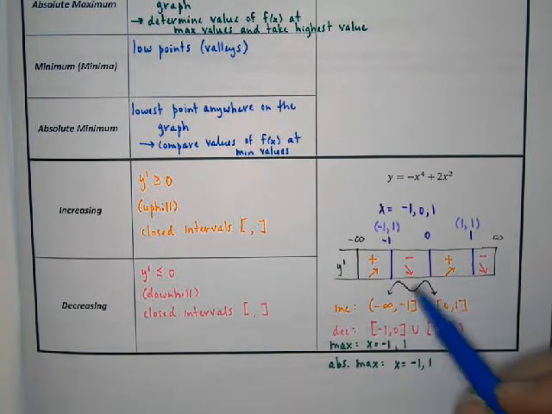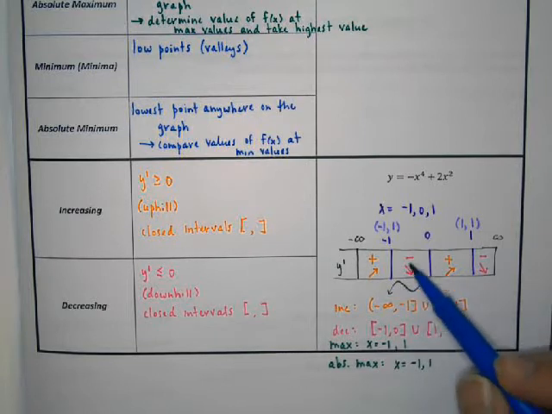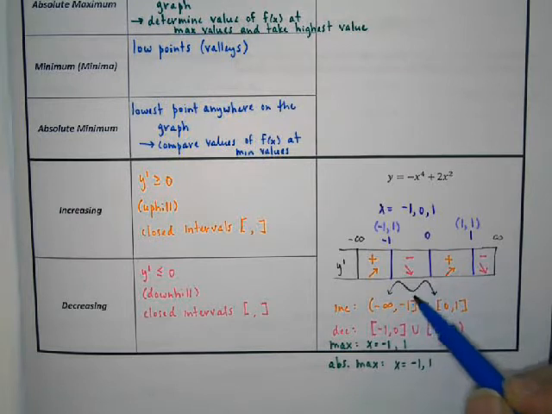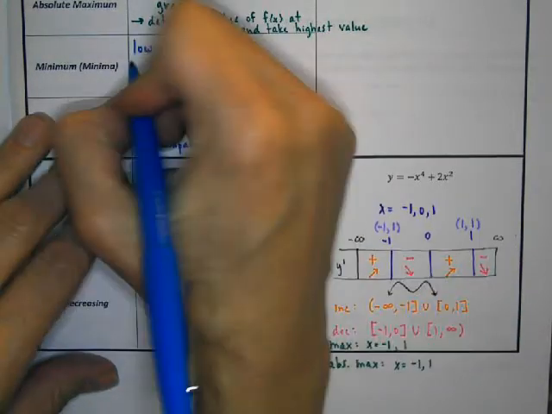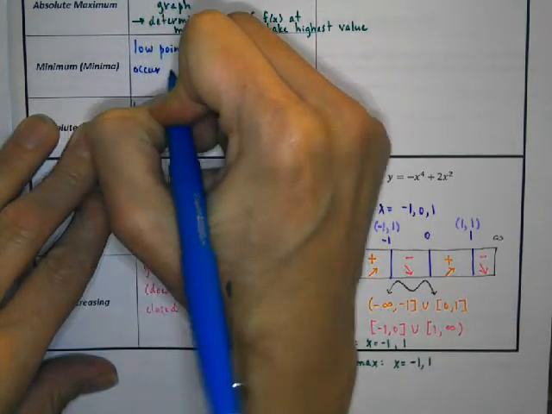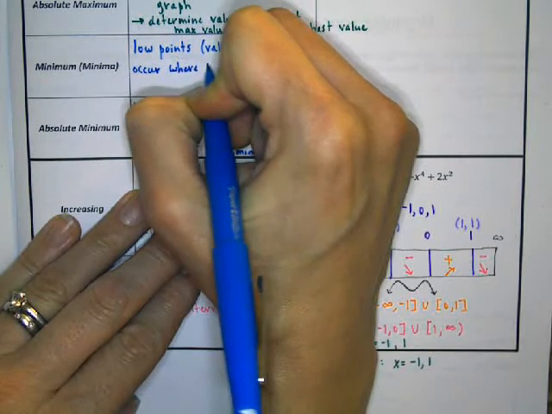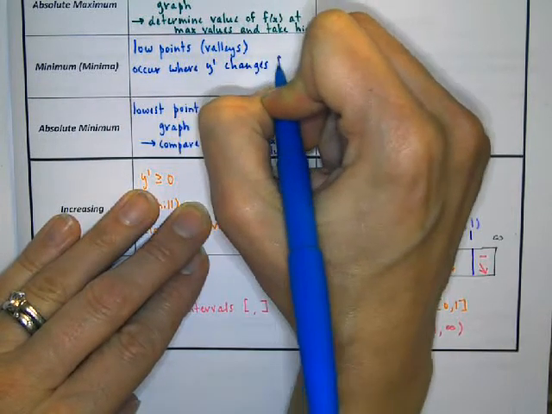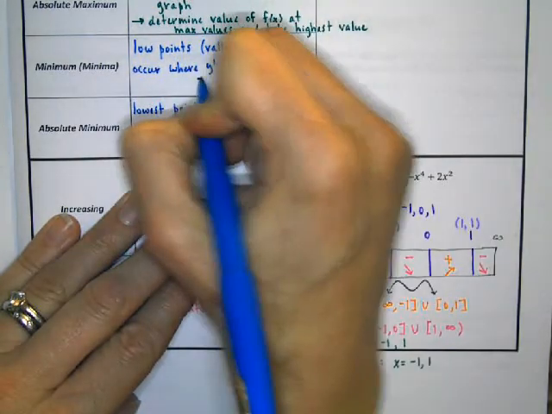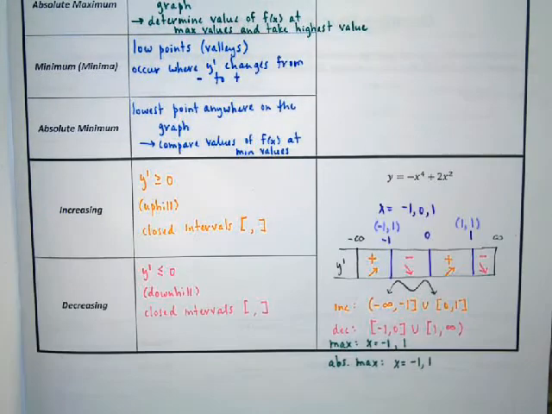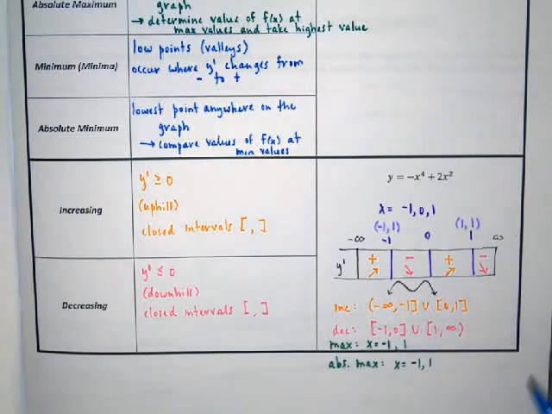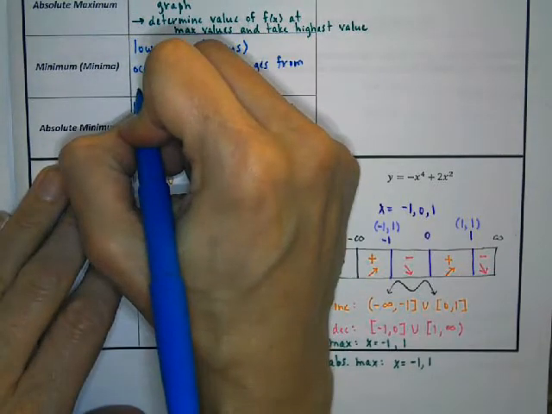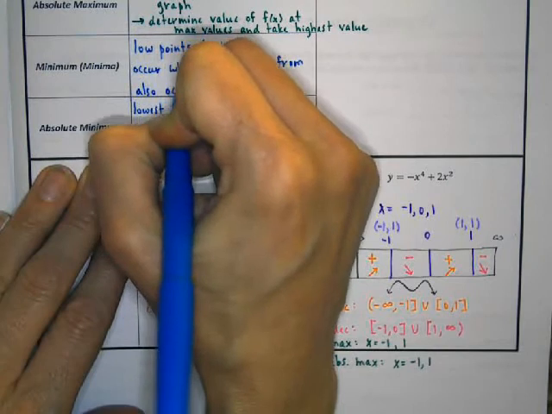Now, on the other hand, my minimum values are going to occur where my derivative changes from negative to positive. So my function changes from decreasing to increasing. So I'm going to add that here. They occur where y prime changes from negative to positive. So where my function changes from decreasing to increasing. And again, these can also occur at endpoints.